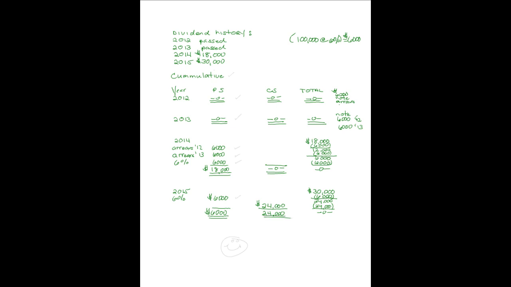So what does the cumulative feature do? This was passed and this was passed, but because it was cumulative, it was in arrears, and the arrearage was paid oldest first, next oldest second, current third, and then we're back to just paying them on time. There are a lot of people that think the cumulative feature makes preferred stock that has it a lot like debt. You're going to get your 6% return either way. You just might have to wait a while for it.